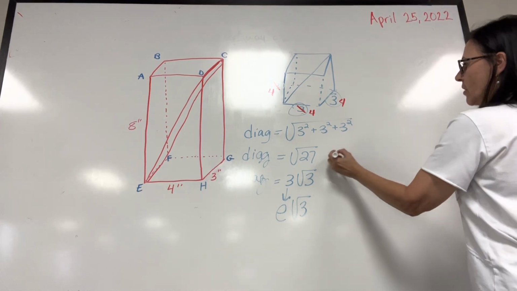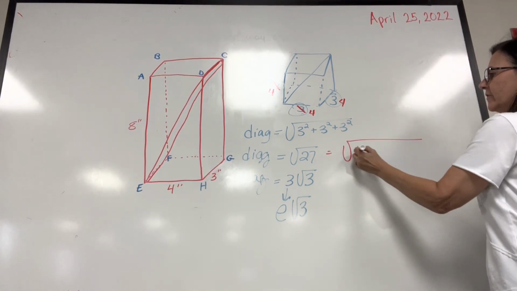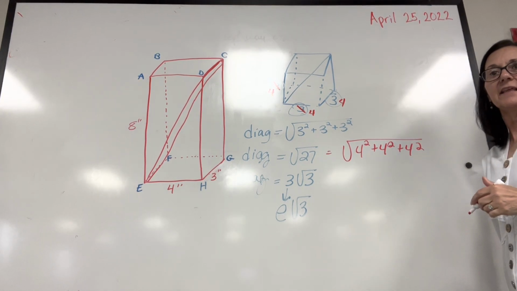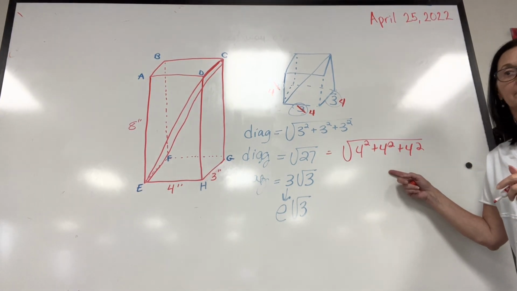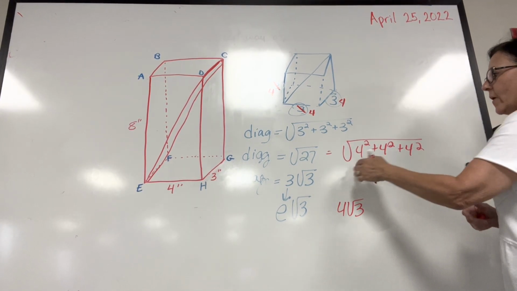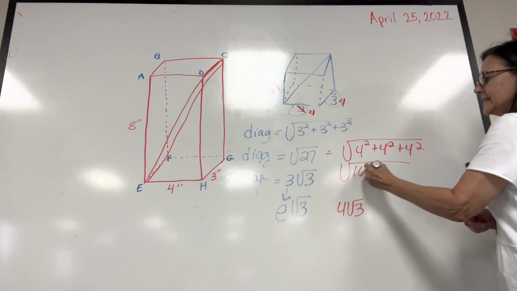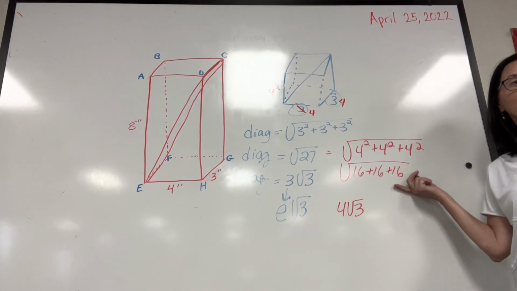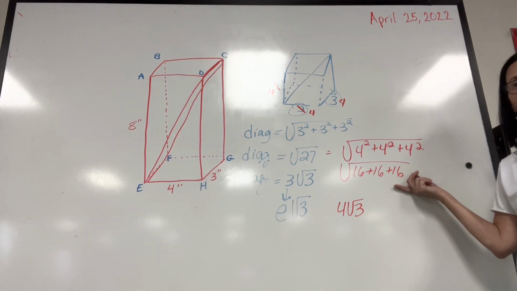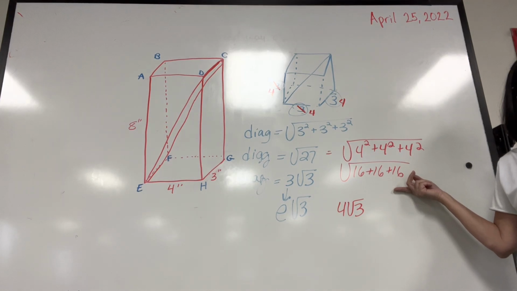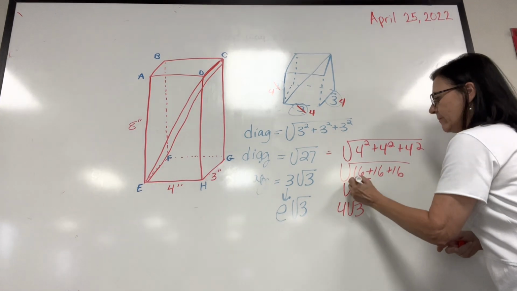All right. So what would it be? It would be the square root of 4 squared plus 4 squared plus 4 squared. What are you expecting the answer to be? 4 square root of 3. Okay, 4 squared is 16, plus 16 plus 16. What's 16 times 3? 48. Square root of 48.